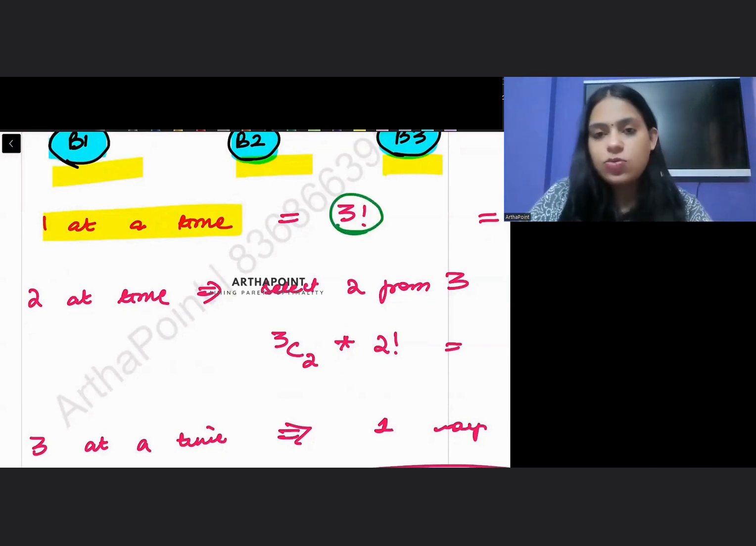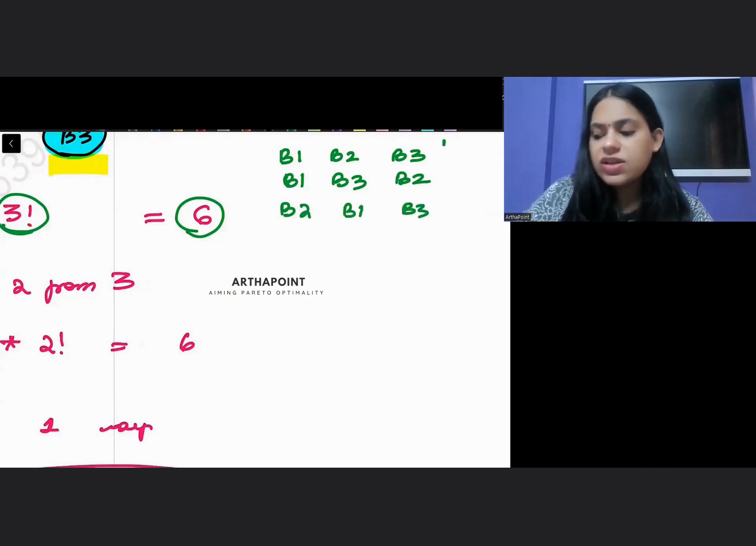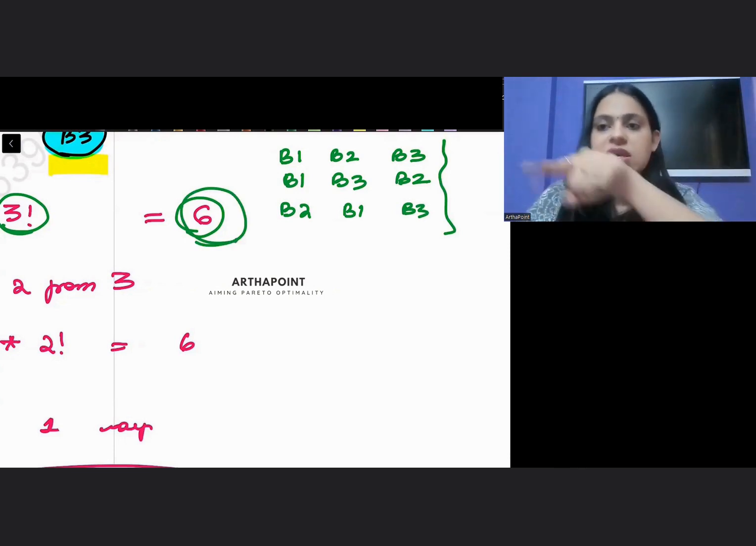It can be done in 3 factorial ways. That means it can be done in 6 ways. It can be like this: I press B1 first and then B2 and then B3. B1 first and then B3 and then B2. B2 first and then B1 and then B3, and so on. So there can be 6 ways in which this can be done by pressing the first one, the second and the third.